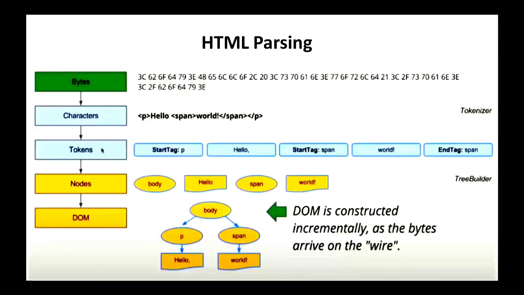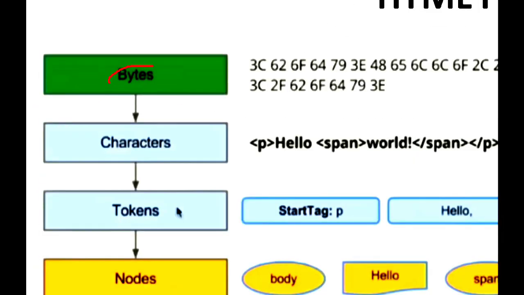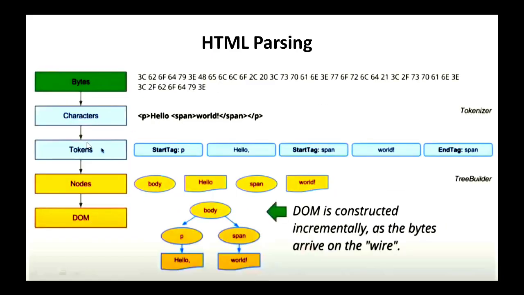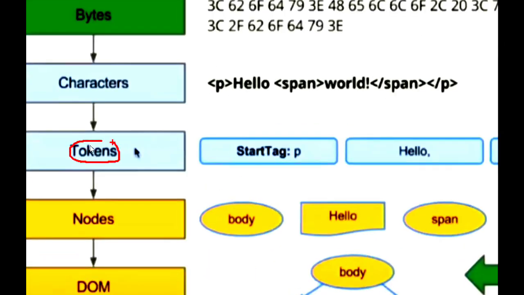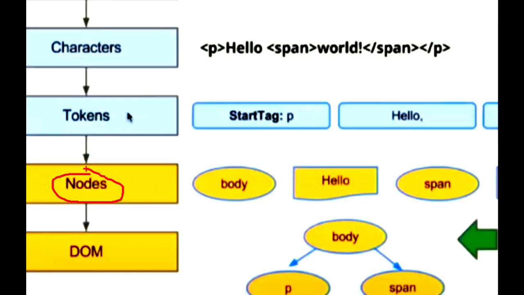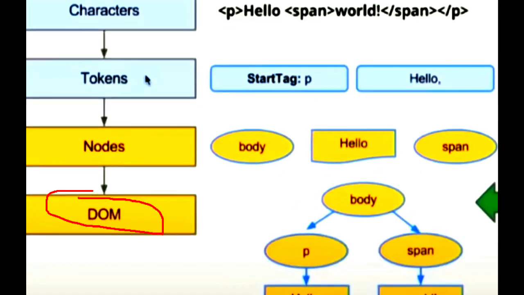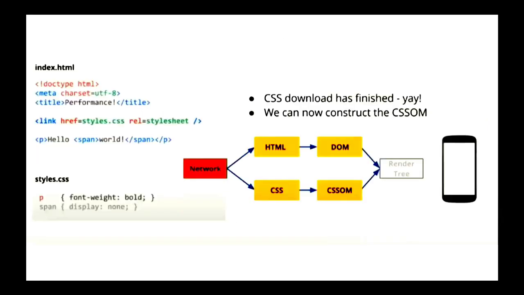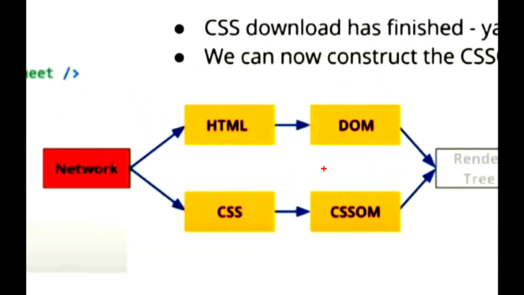First, I will show you the browser process, how it happens. Whatever you have written is converted into bytes. From bytes, it is converted into characters. From characters, it is converted into tokens. From tokens, it is converted into nodes. Nodes are arranged into a hierarchy called the DOM. A DOM is constructed. And very important, as I already told you, HTML will generate the DOM and CSS will generate the CSS object model.